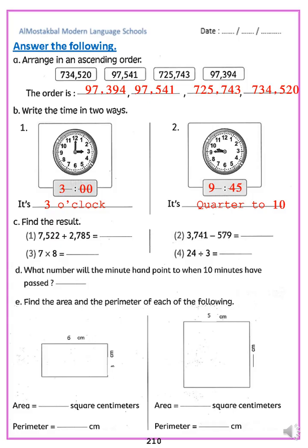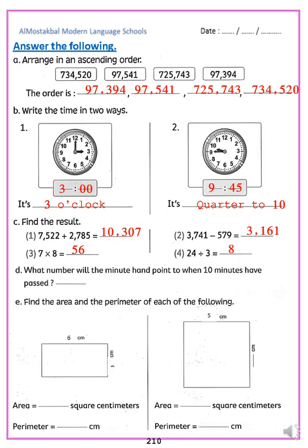Find the result. 7,522 plus 2,785 equals 10,307. The next, 3,741 minus 579 equals 3,161. 7 by 8 equals 56. 24 divided by 3 equals 8.